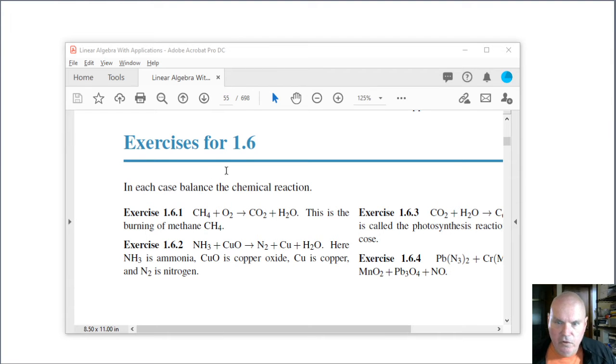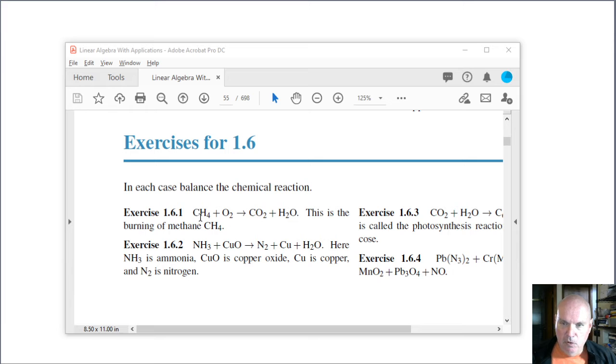Okay, section 1.6 deals with balancing chemical equations. I'll illustrate the technique by working through one of the exercises at the end of the section. So we'll look at the first exercise here, which is the burning of methane. So CH4, methane, plus dioxygen, when they're burned, produces carbon dioxide and water.